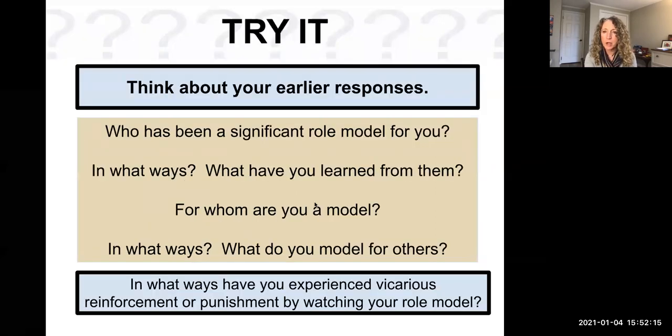All right, so we already talked about this, or I introduced you, and you can also add to your thinking about who your models are and who you model for others, like if you have a little brother or sister. But think of this in terms of vicarious reinforcement and punishment by watching your role model. Reinforcement would be the positive, and punishment, the negative.